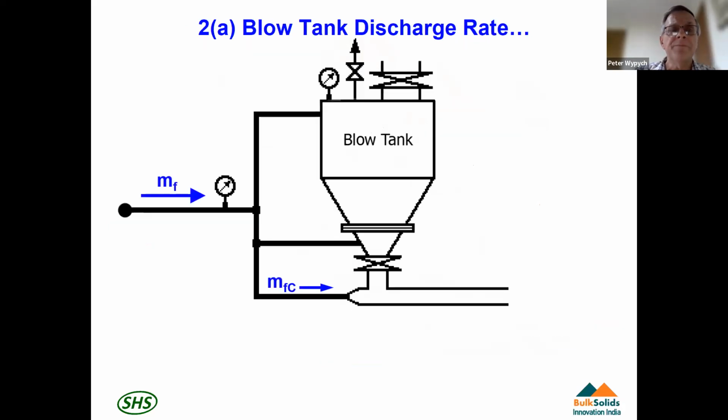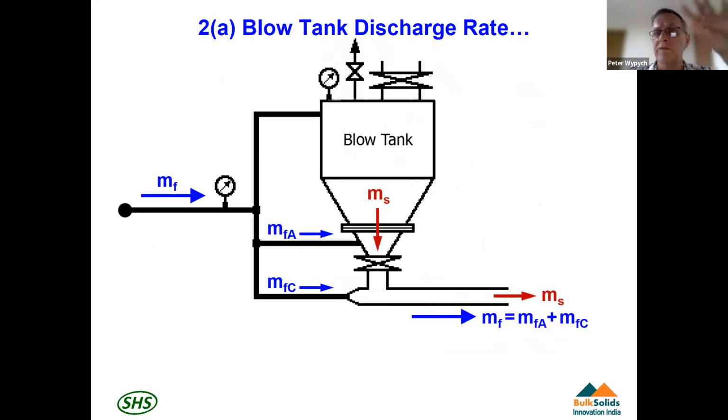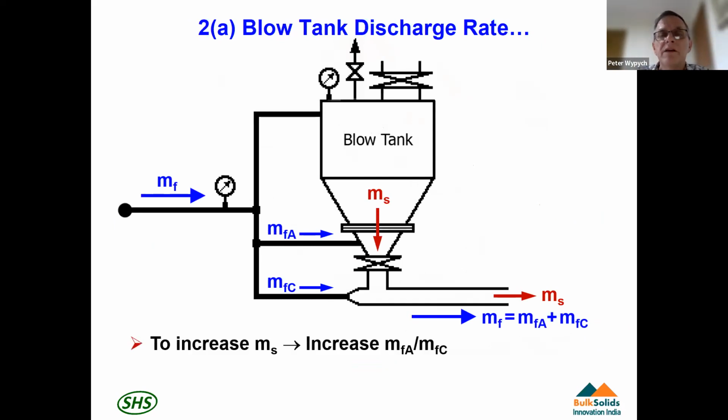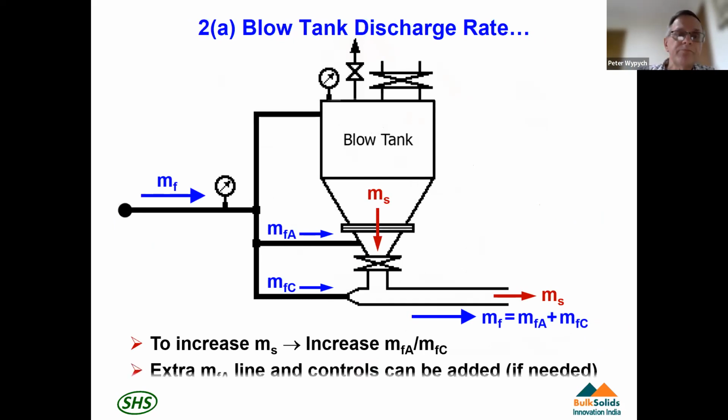So very simply, just to simplify that diagram, get rid of all the valves, etc. This is what we have from a mass perspective, mass flow rate into the system and out of the system, and the mass flow of solids out of the blow tank. We call that the feeding discharge rate, and then that becomes, of course, the conveying rate. Now, a few important comments. One way to increase the mass flow rate here for this system is to increase the proportion of aeration air to conveying air. All right.